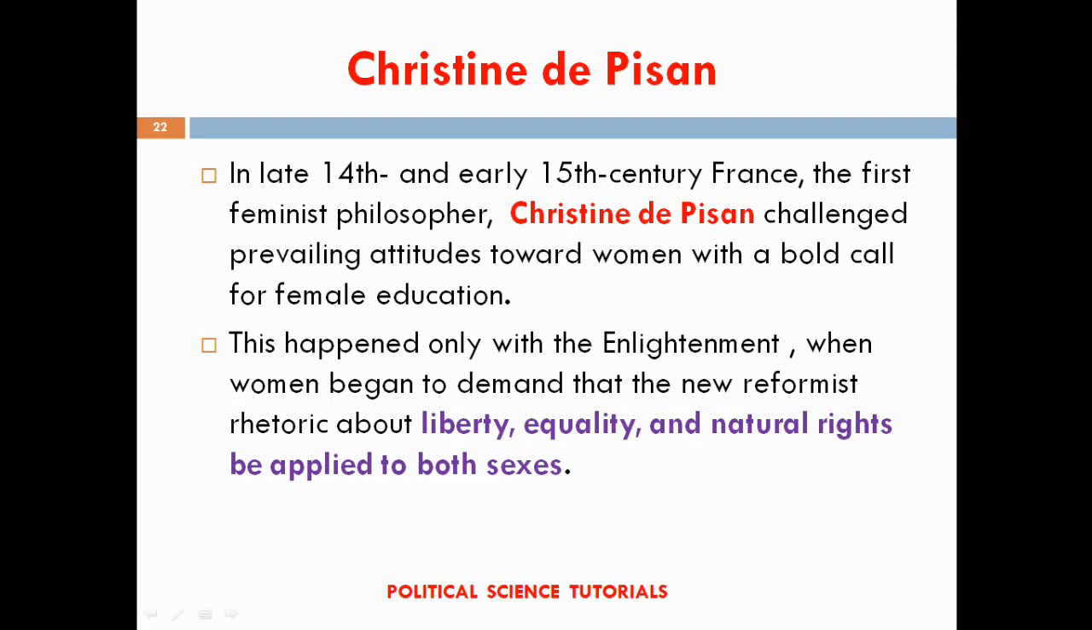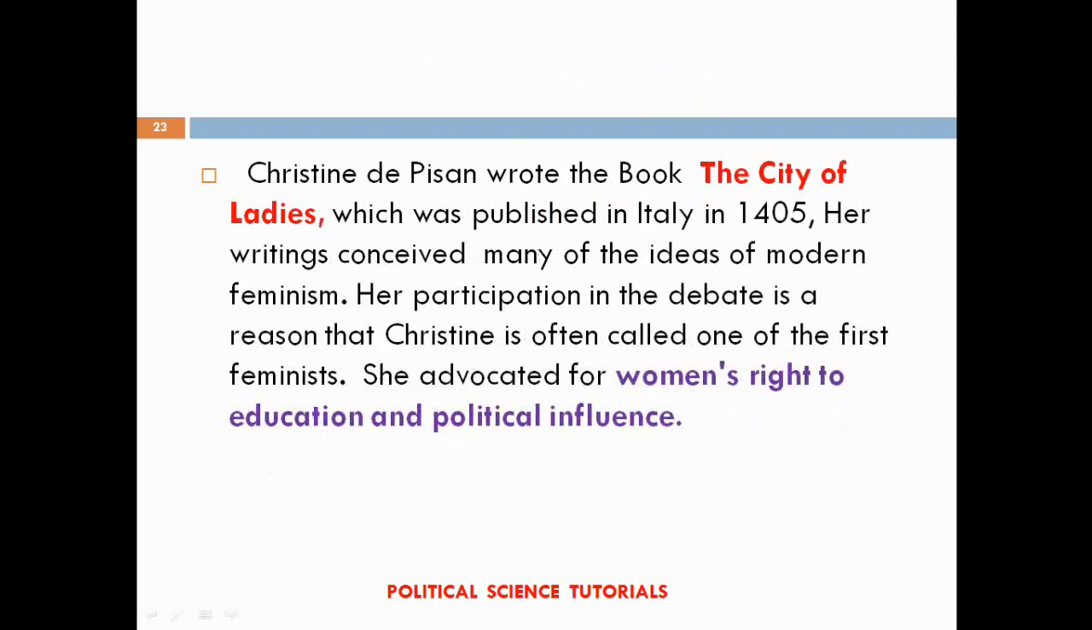Christine de Pisan's book, The City of Ladies, was published in Italy in the year 1405. Her writings conceived many of the ideas of modern feminism. Her participation in the debate is a reason that Christine is often called one of the first feminists. In her poems and prose texts, she would also argue for the rights of women and found opportunities to celebrate women's achievements. She advocated for women's right to education and political influence.